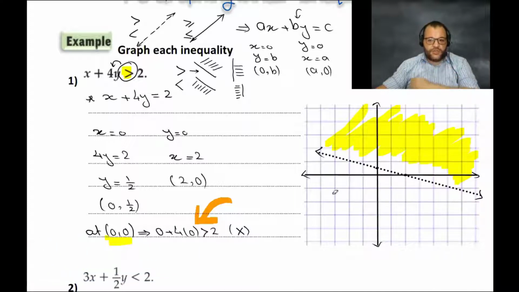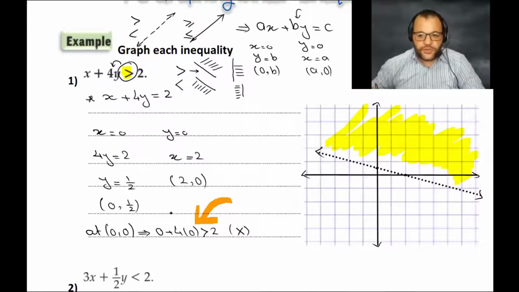Get the idea for this one? You can find the shaded part in two ways. The first way is from the sign of the inequality. That's greater than and y is positive. It means you will shade the part above the line or at the right of the line. And you can check algebraically, just replace the point with 0 and 0. Does 0 and 0 satisfy the inequality or not? It does not satisfy the inequality. It means 0 and 0 is not part of the solution. So the shaded part will be the other part, the part which doesn't contain the point 0 and 0.